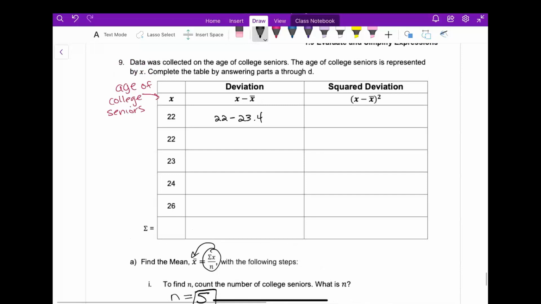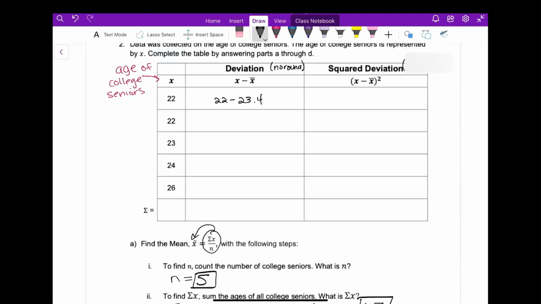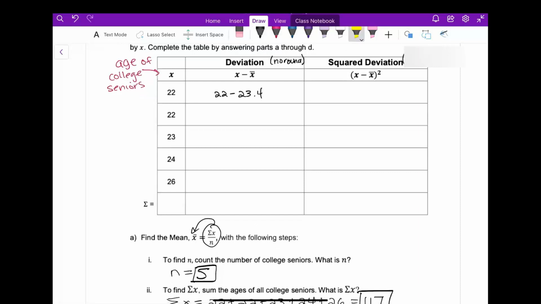It says the entries in the deviations column do not need rounding. Let's look at deviations. So this, no rounding. And then it says, finally, complete the last row. So we want to complete the last row. Don't forget to complete this last row is what they're talking about. And we're ready. So I'm going to help you fill it out, and you're going to compute them.